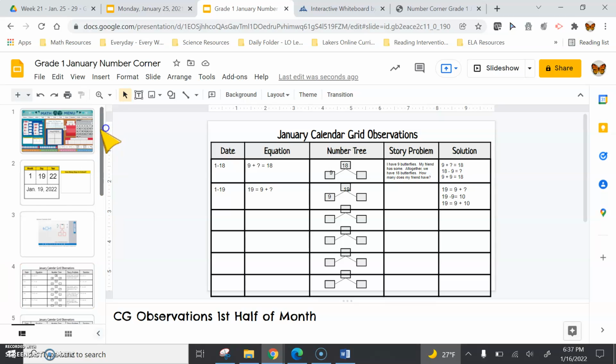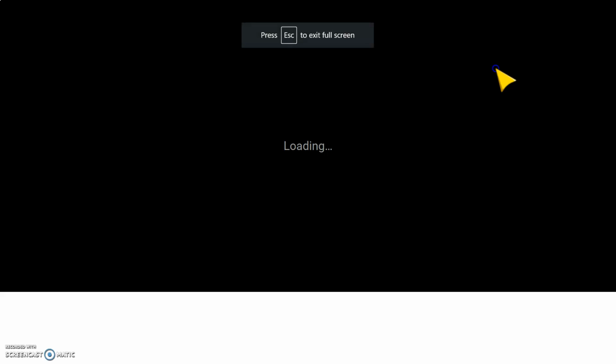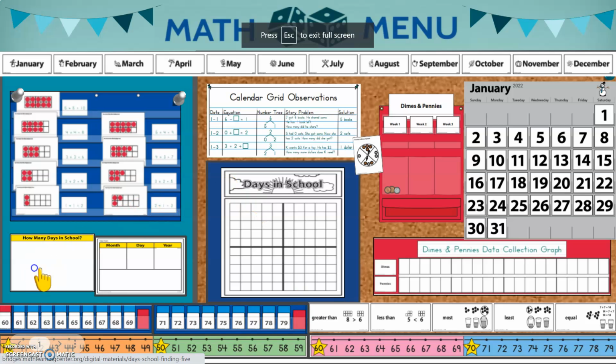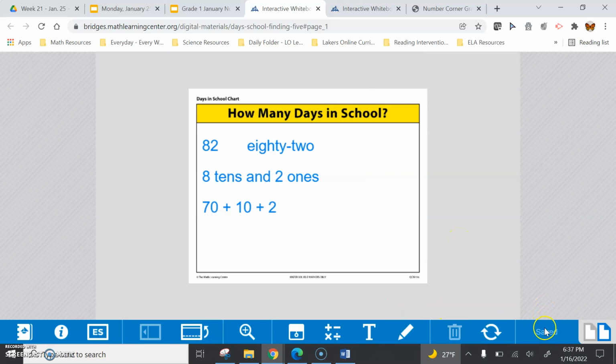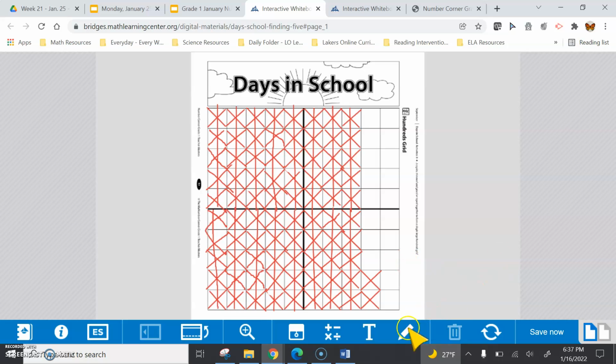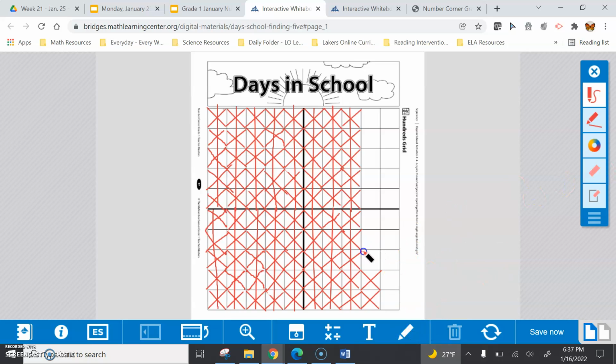Moving on, we're going to go back to our Number Corner area. We'll go into our days of school. We'll add another day to our count. Wow, you know what, friends? We're getting closer to the number 100. Because if we count this, we have 10, 20, 30, 40, 50, 60, 70, 80, 81, 82, 83.